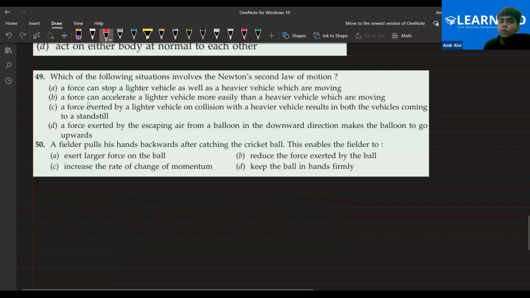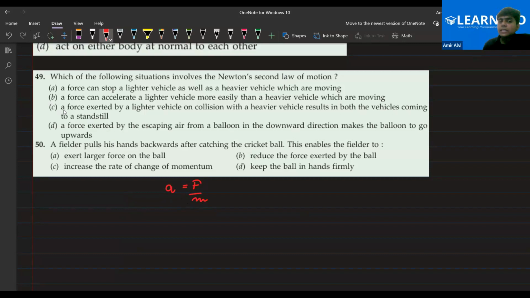Second thing is that a force can accelerate a lighter vehicle more easily than a heavy vehicle. Yes, this is exactly right, because we have studied that acceleration is directly proportional to F and inversely proportional to mass. It means that the lighter the mass, the greater the acceleration if the same amount of force is applied on the body, right? Right. So this is B.